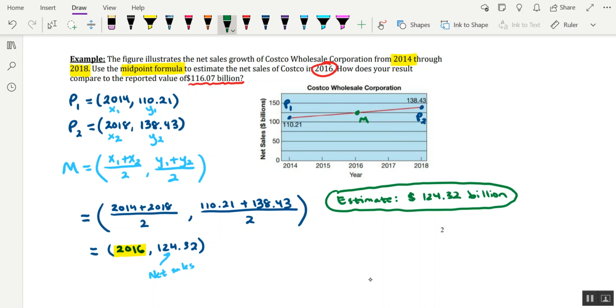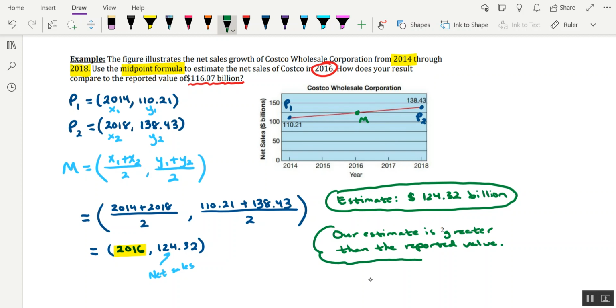Now, you don't have to get too fancy with this. You can just do a simple basic qualifier. It appears as though our estimate is a little bit higher than the reported value of 116.07 billion. So let's just write that out: our estimate is greater than the reported value. And of course, if you wanted to get a little more exact about that, you could do some simple subtraction to figure out by how much more the estimate is greater than the reported value.